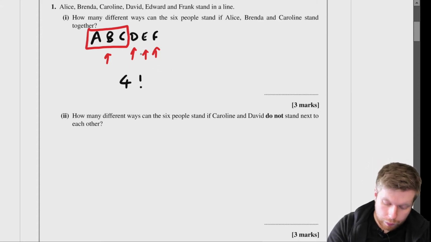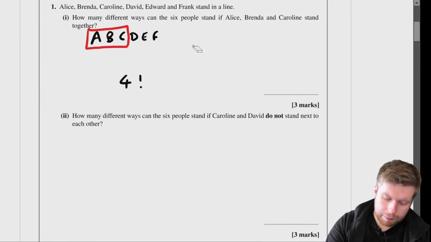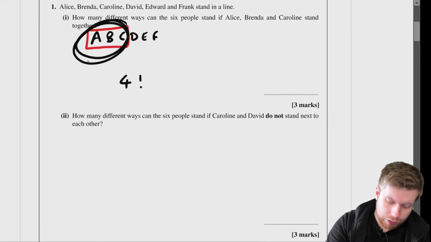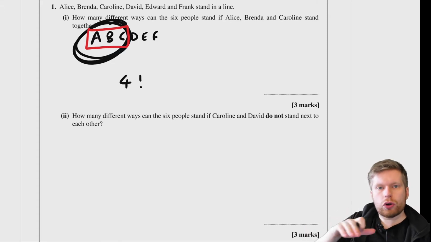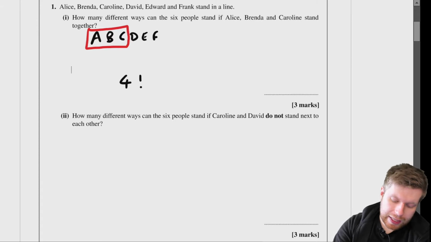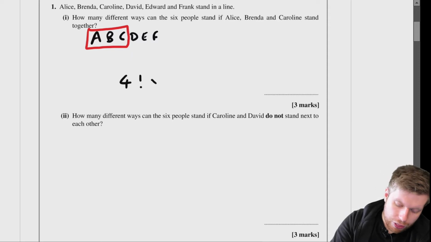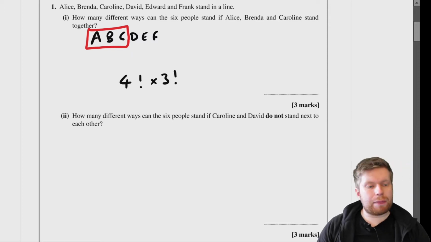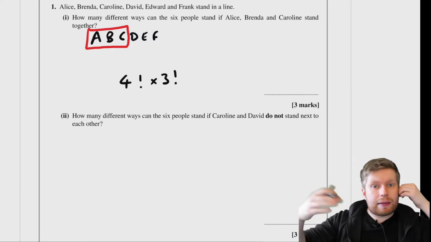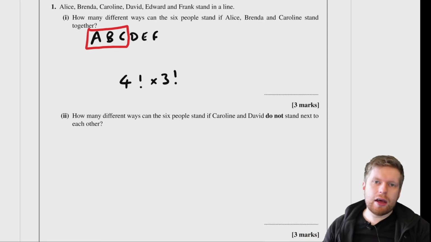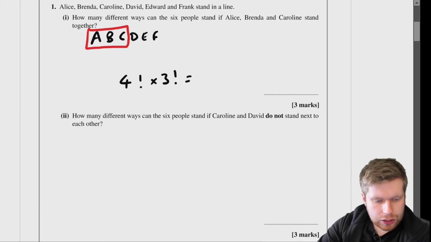It's not quite enough to do 4 factorial because you've got to remember that for each of these 4 factorial ways of arranging these 4 objects in a line, A, B and C, in other words, Alice, Brenda and Caroline, can all stand in different orders. So I've got to consider the number of different ways of ordering those 3 people in a line as well. So for every 4 factorial ways of arranging these objects, there's going to be another 3 factorial ways of arranging A, B and C within that sub-arrangement. So it could be CBA, BAC, ACB, those 3 factorial ways of arranging for all of those 4 factorial different orders.